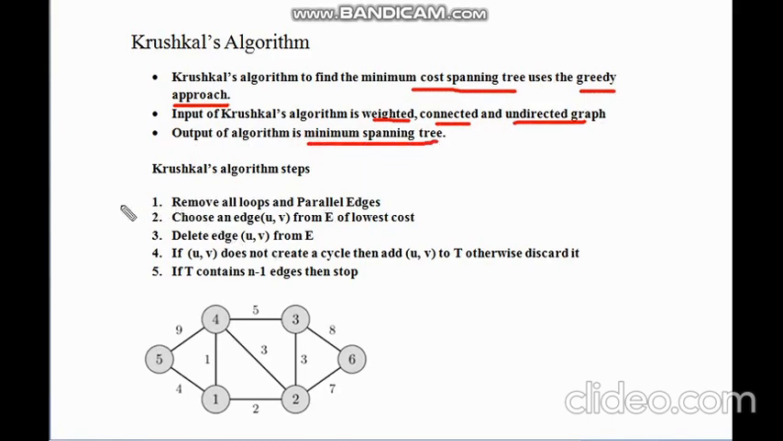Now Kruskal's algorithm. Kruskal's algorithm is to find a minimum cost spanning tree using a greedy approach. The input of this algorithm is a weighted, connected and directed graph. I think you know what these are. The output of this algorithm is a minimum cost spanning tree. These are the 5 steps we have under Kruskal's algorithm. The first step is very important: if there are any loops or parallel edges in the given graph, please remove them first.